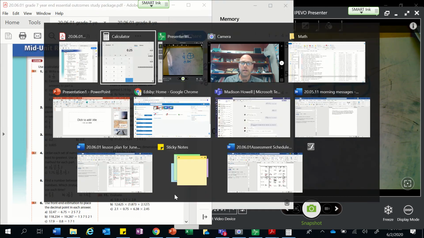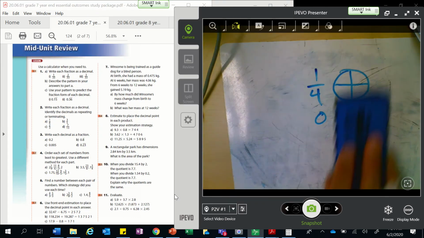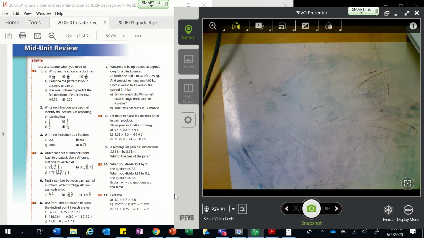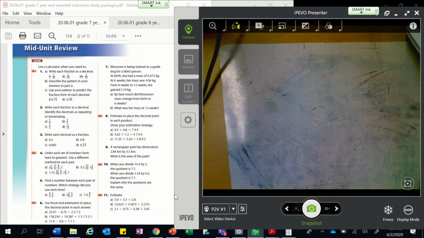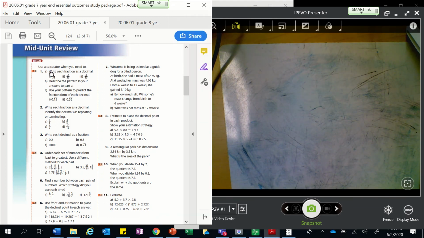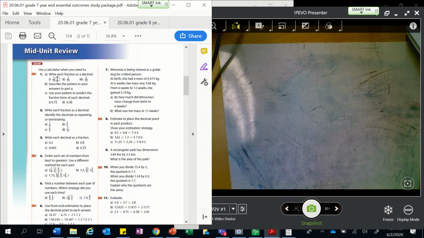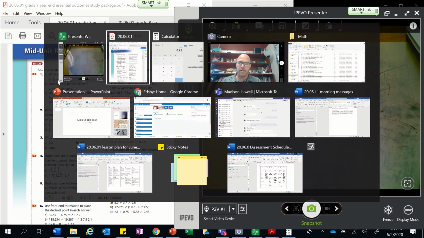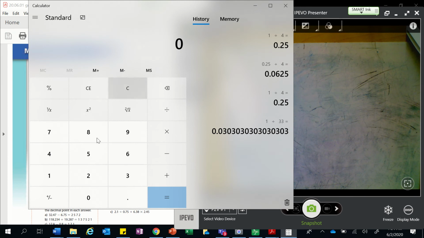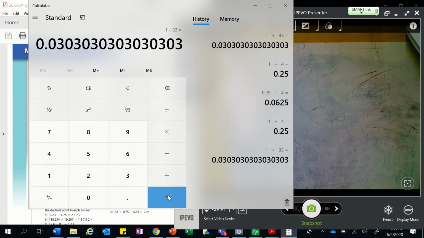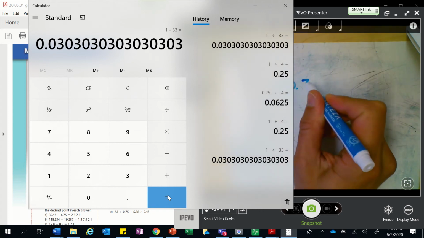So let's go back to the assignment and take a look at some of the sample questions that we're going to go over today. First, write each fraction as a decimal. Well, if I'm just dividing here, all I have to do is take 1 divided by 33. So I've got 1, the numerator, divided by 33, the denominator. And there is my decimal.